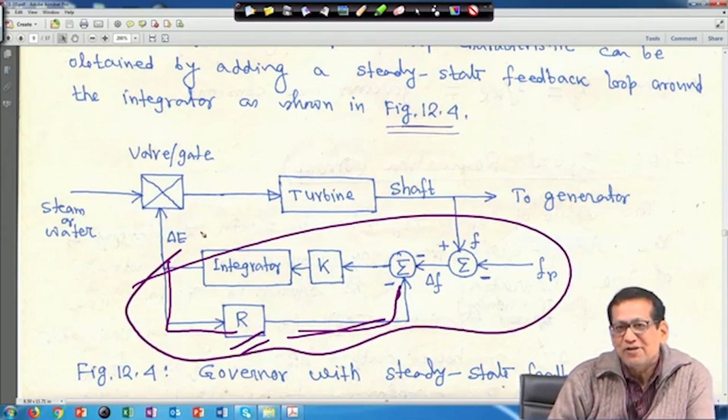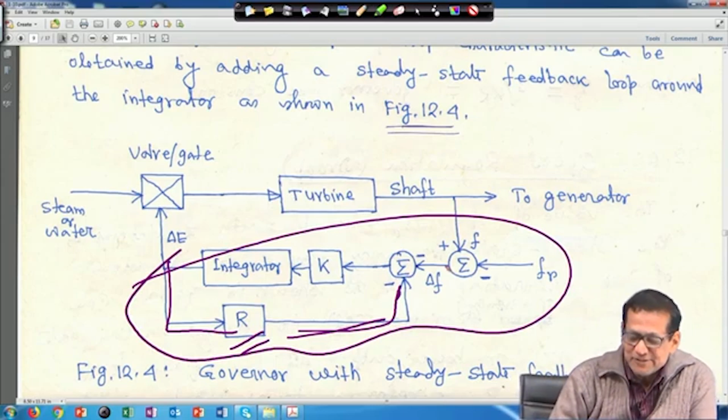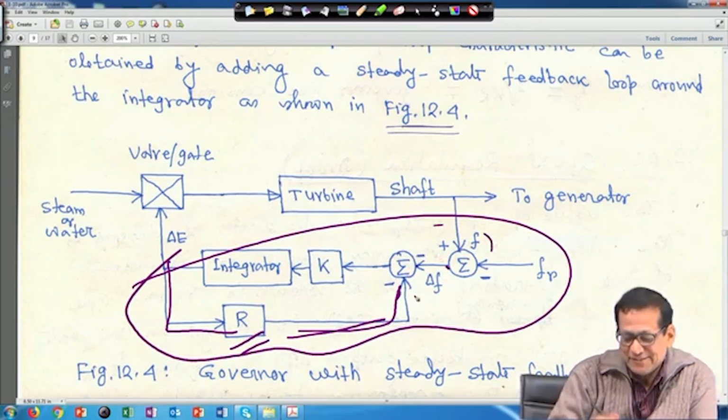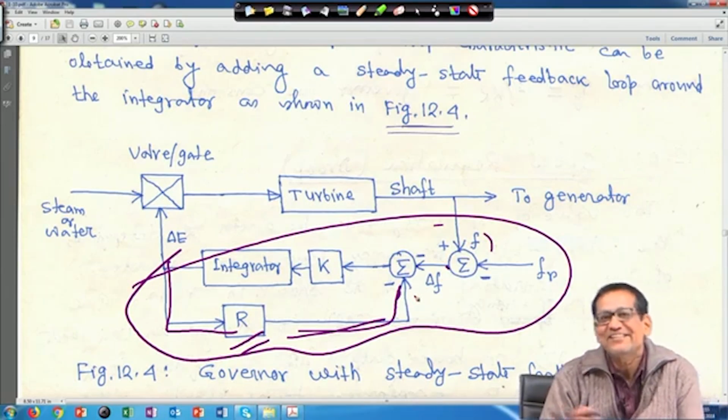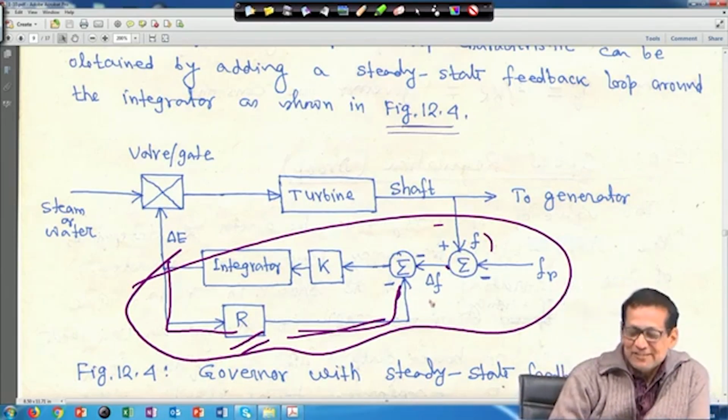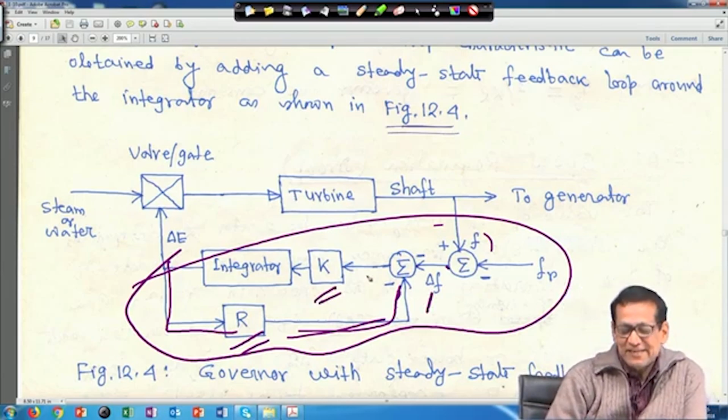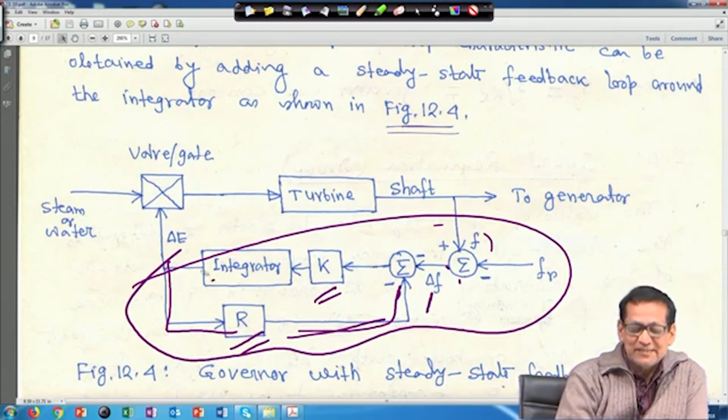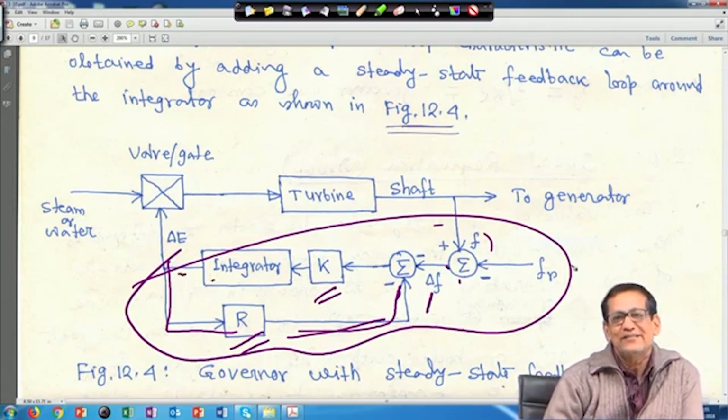So, in the next diagram, we will bring this portion to the left hand side. I mean, we will just make this the opposite way, a 180 degree shift. So, this is your delta f, this is the integrator gain, and this is minus, and this is the integrator. We will bring this one to the left hand side, and take this one to the right hand side in the next diagram.